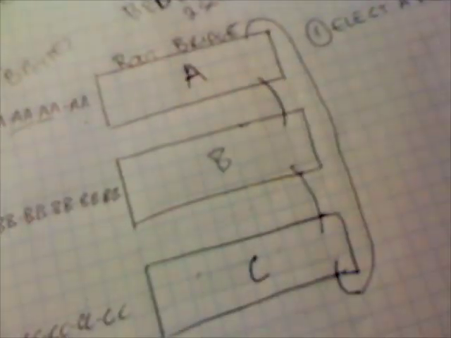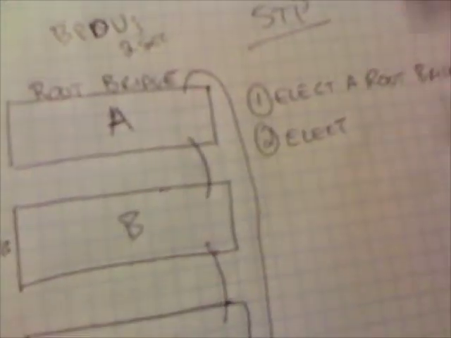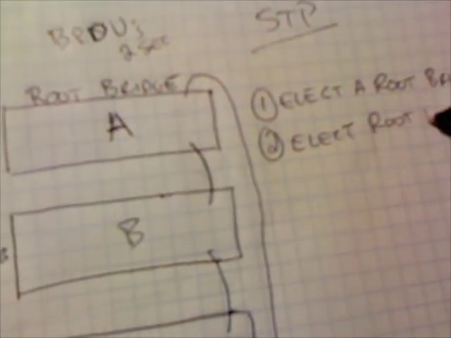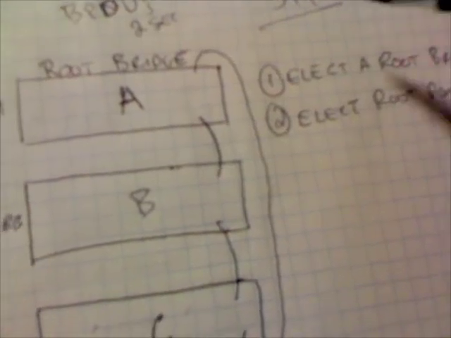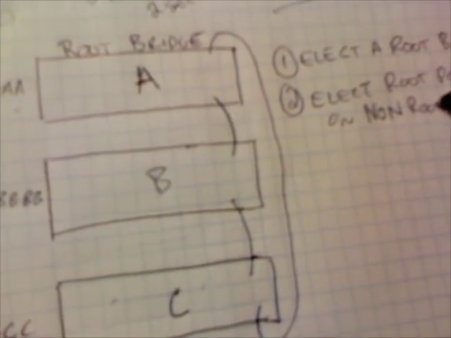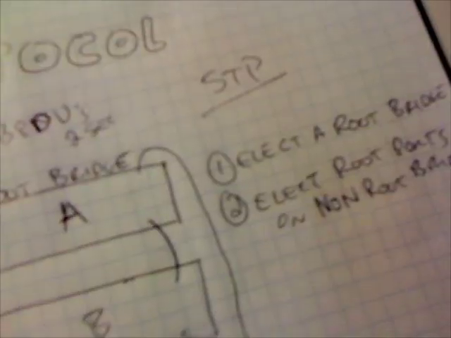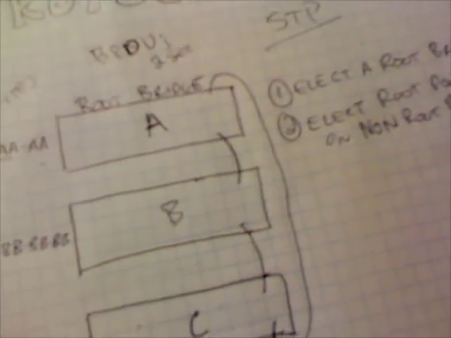Now the second step is to elect the root ports on non-root bridges. When I was first learning, I thought the root ports would be on the root bridge, but root ports are on the non-root bridges. For example, B and C are non-root bridges.